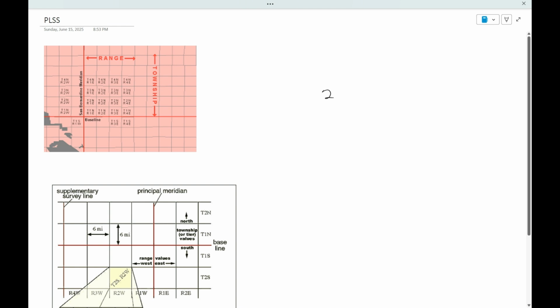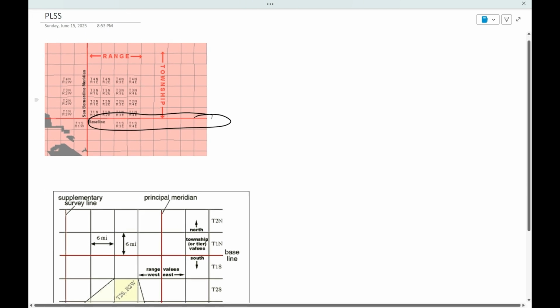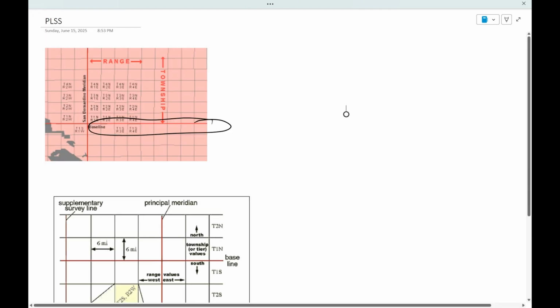public land survey system is going to start with two sort of baselines. And so here, one is called the baseline. Let me use a different color. One is called the baseline, and the second one is the San Bernardino Meridian.